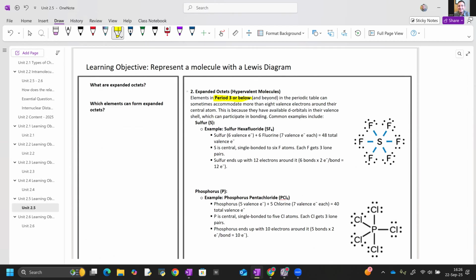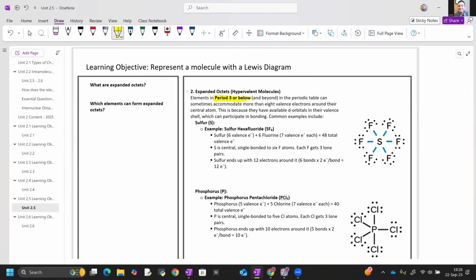So we look at periods 3 or below on the periodic table. They can sometimes have more than 8. It doesn't mean that they will always have 8. Now, when we look at those incomplete octets, those are going to likely always have incomplete octets, whereas these expanded octets may be expanded. They also may not be.